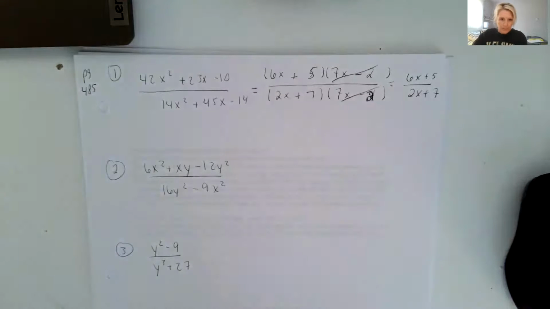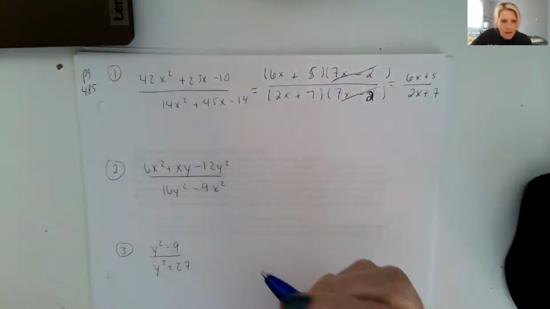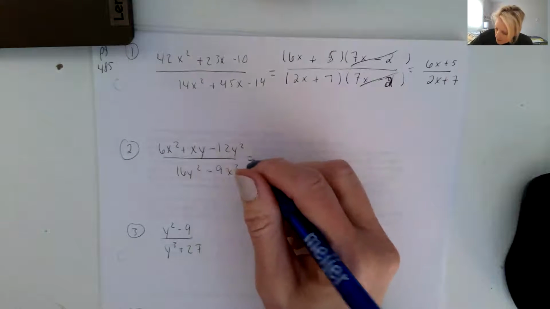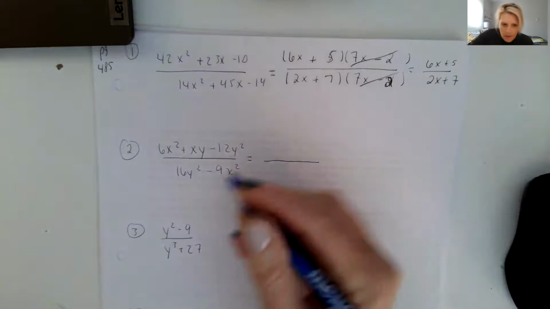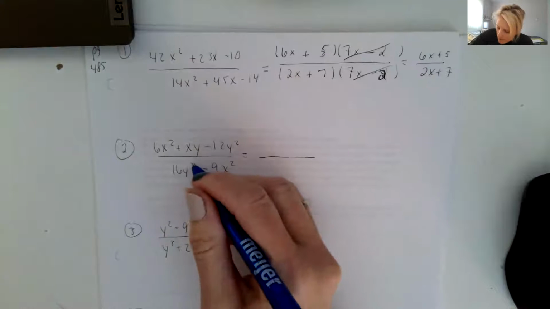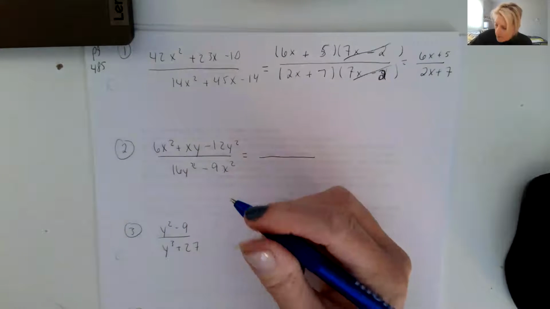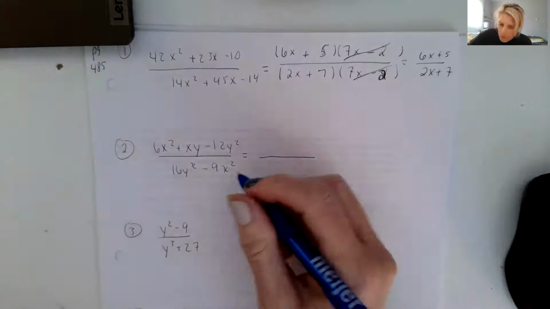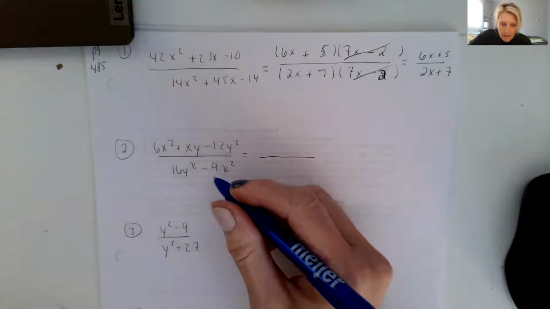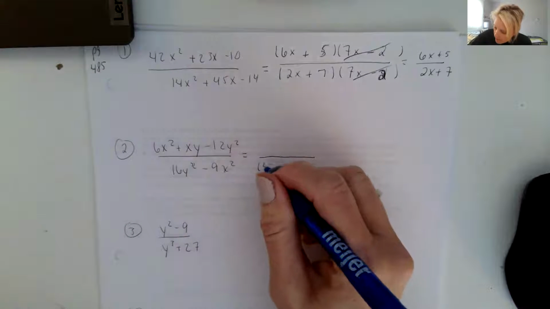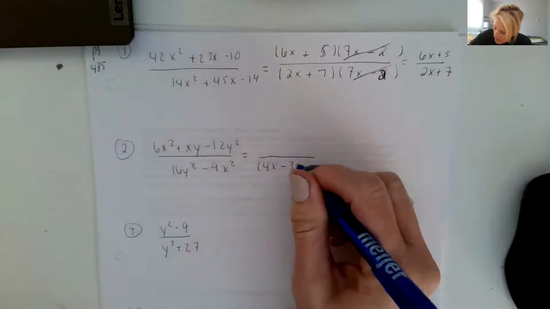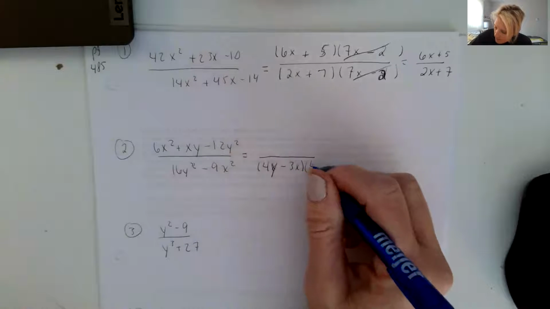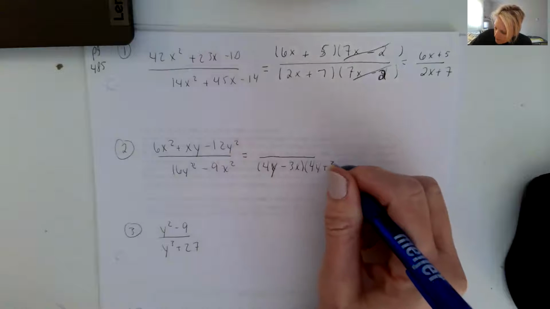It's kind of tricky. Okay, let's see here. So down the bottom, because there's only 2 terms, this has to be a difference of squares, if anything. And so 4 squared makes 16 and 3 squared makes 9. So this could be 4y minus 3x times 4y plus 3x.